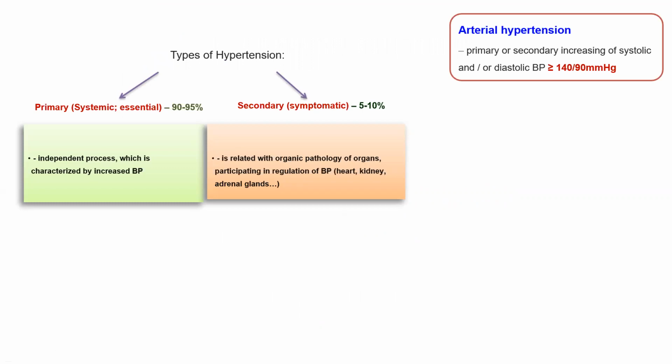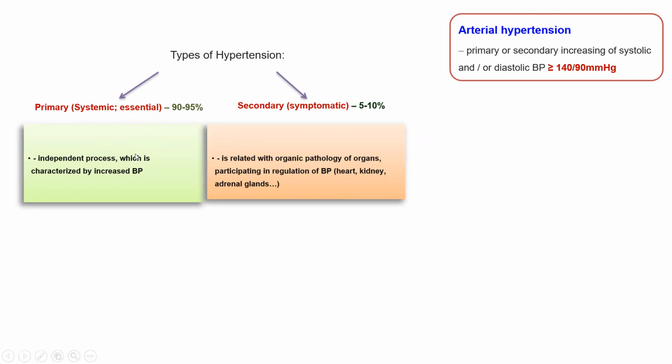I would like to remind you the main types of hypertension. We stratify patients with arterial hypertension into a group of primary, essential, idiopathic or systemic hypertension, and a second group of patients with secondary or symptomatic hypertension. The main difference is that primary or systemic hypertension is an independent process characterized by increased blood pressure, and there are multiple triggering and risk factors for essential hypertension.